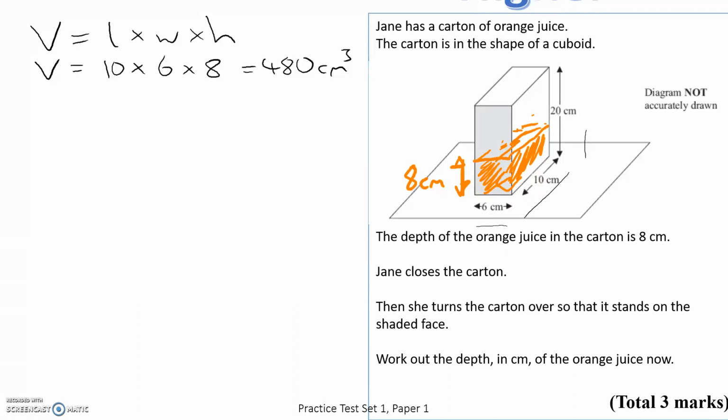But what Jane does now is she turns the carton over so that it stands on the shaded face. And the shaded face is this front face here. So she now turns it over so that face is facing downwards, on the base, that face is now on the floor. So that base is the 6 times the 20. This is 20. So it's the 6 times the 20 that are now on the floor. Okay, and the rest of the container will be up here.